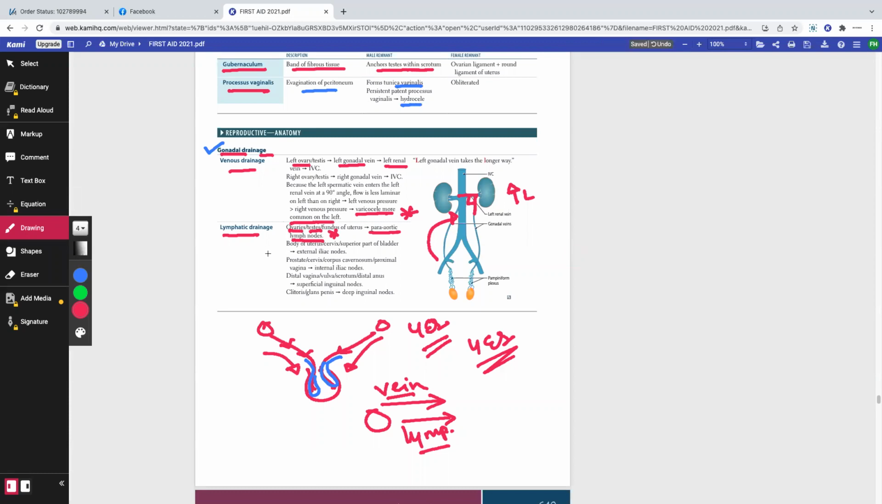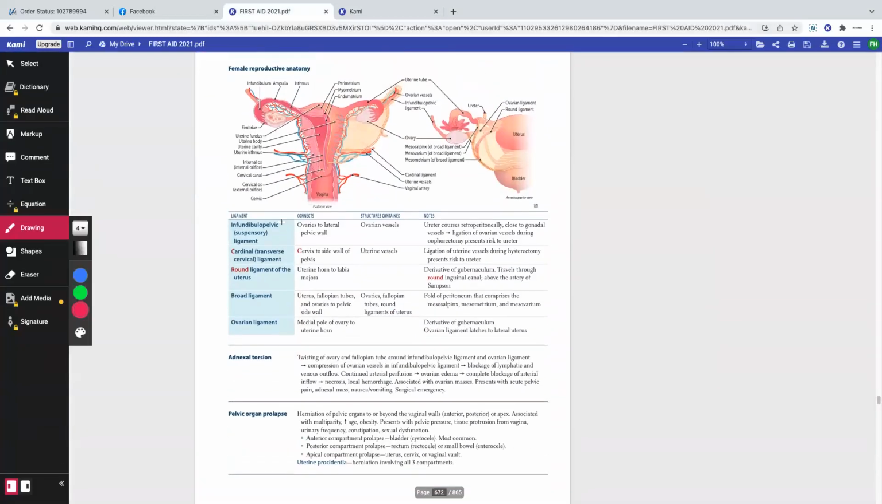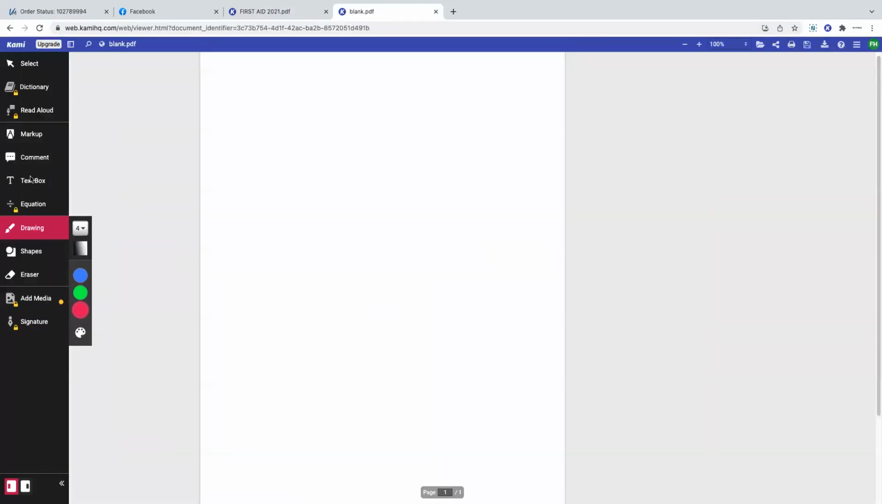Next one is, for example, the body of the uterus and the prostate. So let me just draw a diagram very quickly so that it's easy for you guys to understand. Give me 1 second. So this is how the diagram is. For example, this is the uterus.